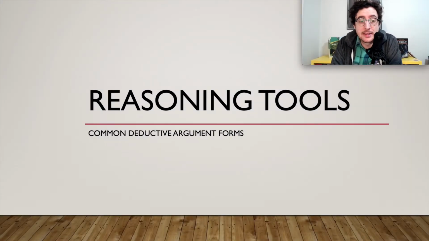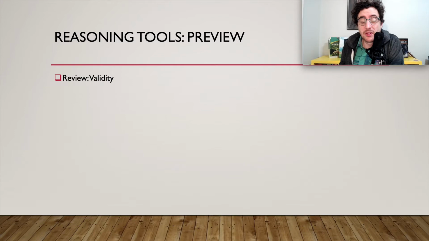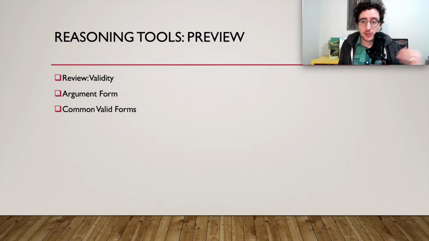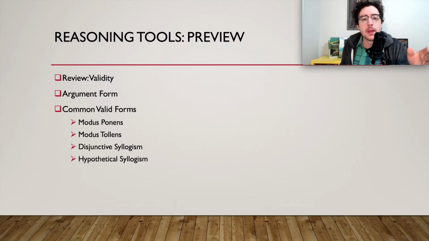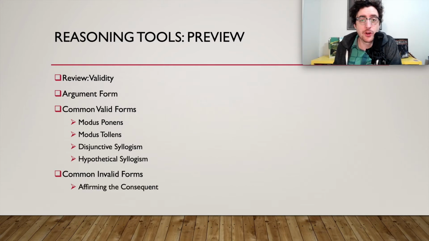In this video, we're going to continue our crash course in logic by talking about common deductive argument forms. In the video, we're just going to briefly review what validity is, then we'll introduce the idea of an argument form, and then I'll introduce some common valid forms for you to look out for. We'll look at modus ponens, modus tollens, disjunctive syllogism, and hypothetical syllogism. Then I'll also introduce a couple common invalid forms for you to look out for as well. We'll look at affirming the consequent and denying the antecedent.